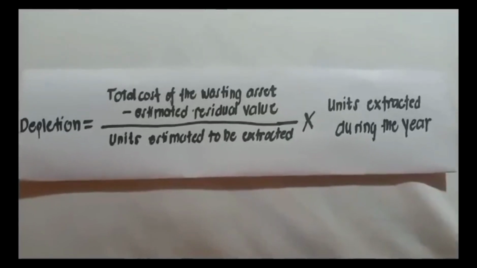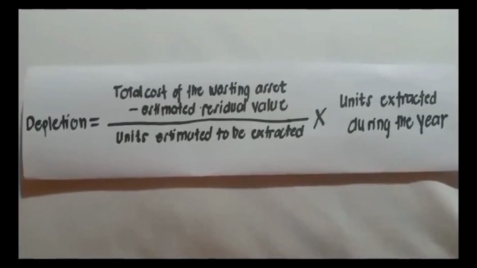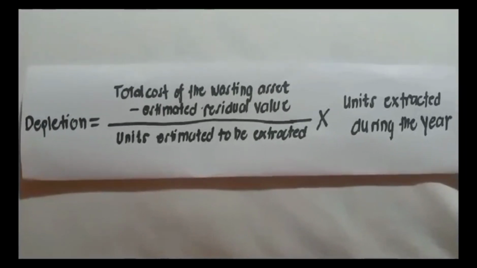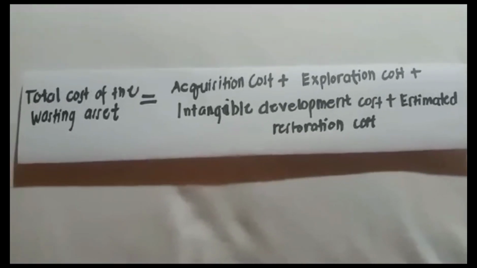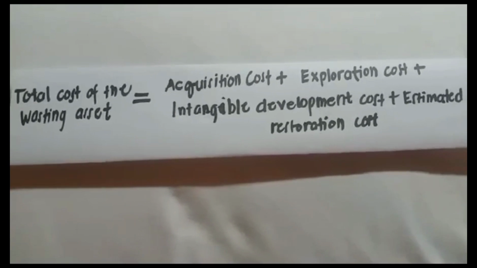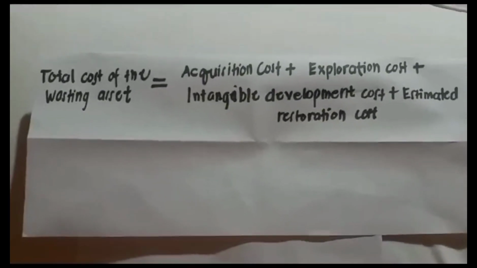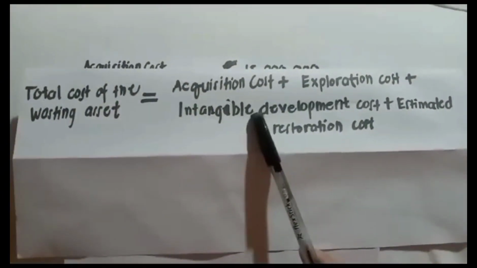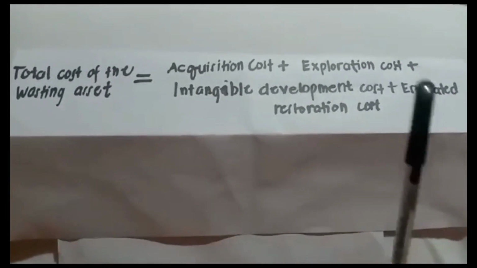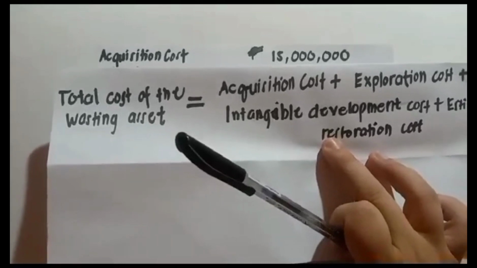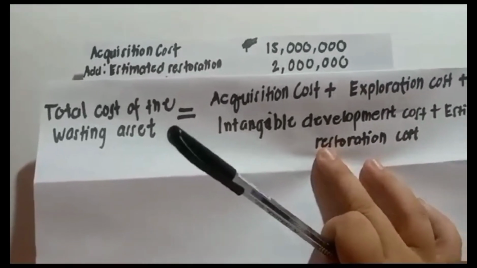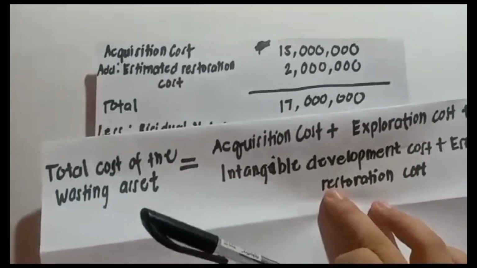For us to compute the depletion, we have the formula: depletion equals total cost of the wasting asset minus estimated residual value, over units estimated to be extracted, multiplied by units extracted during the year. Before that, we will get first the total cost of the wasting asset by adding the acquisition cost plus exploration cost plus intangible development cost plus estimated restoration cost. Okay, atong i-compute una ang total cost of the wasting asset. Since sa problem, wala man tay exploration cost og intangible development cost, ang atong gamiton lang para makuha ang total cost of the wasting asset kay acquisition cost og estimated restoration cost. So we have sa problem the acquisition cost of 15 million plus the estimated restoration cost of 2 million, and the atong total cost of the wasting asset is 17 million.